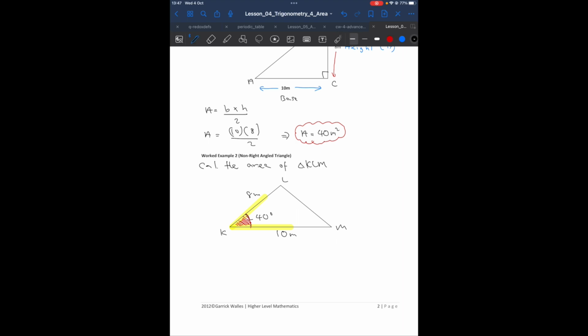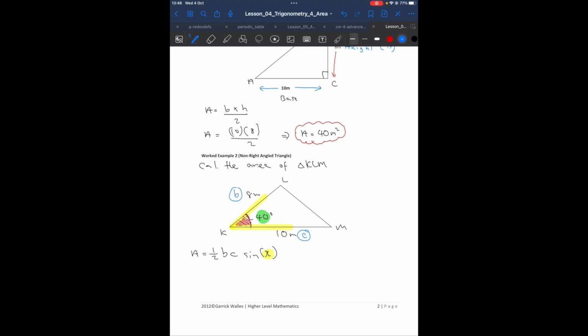Now, the formula for the area of a triangle, you go to your formula sheet, is area equals a half BC sine x. Now, x is the angle. In this case, the angle is the 40 degrees that we're using. The B and the C are the lengths on either side of this angle. So the 8 meters and the 10 meters are the B and C. Now, it doesn't matter which one of these lengths we label B and which one we label C. So I'm going to call the 8 meters B, and I'm going to call the 10 meters C. Again, we can interchange the B and the C.